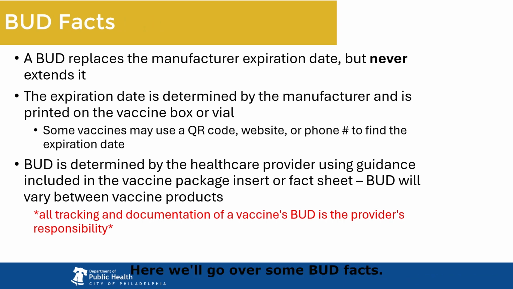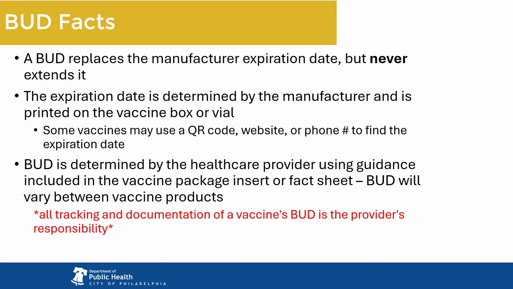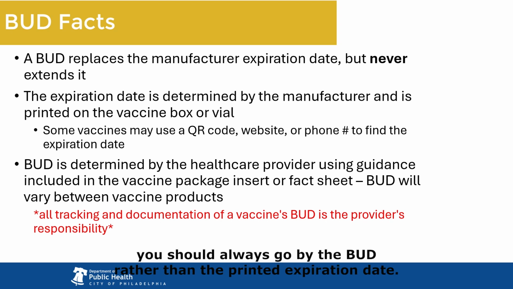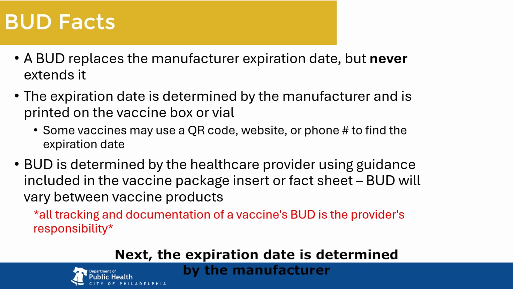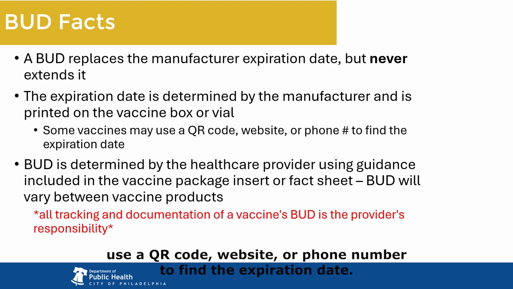Here we'll go over some BUD facts. First, a BUD replaces the manufacturer expiration date but never extends it. So if you see a BUD label on a vaccine, you should always go by the BUD rather than the printed expiration date. Next, the expiration date is determined by the manufacturer and is printed on the vaccine box or vial. You'll sometimes see that some vaccines use a QR code, website, or phone number to find the expiration date.